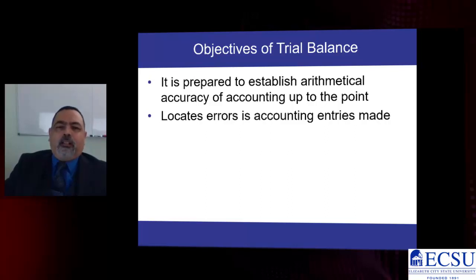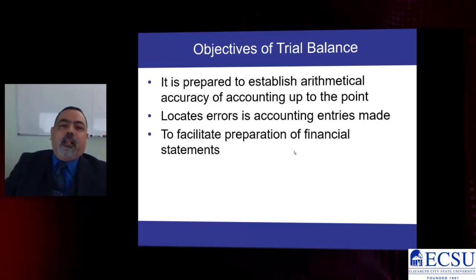Another objective of the trial balance is to locate errors in the accounting entries made. If the duality concept is followed, then the total debit must be equal to the total credit. If they are not, then there could be some errors. Of course, you should be aware that only if it is unintentional do we classify it as an error. If somebody makes a mistake with the intention to deceive, that is fraudulent behavior. That's a fraud, not an error.